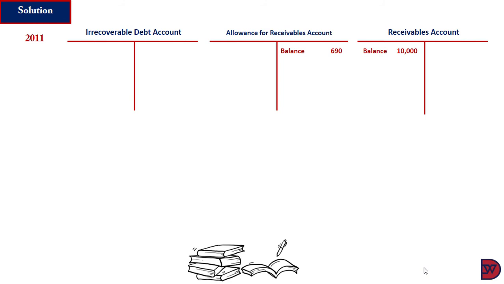In the previous example, we realized that the allowance for receivables didn't have any opening balance. But now we have an opening balance. So we're going to see how the movement will come into play here.